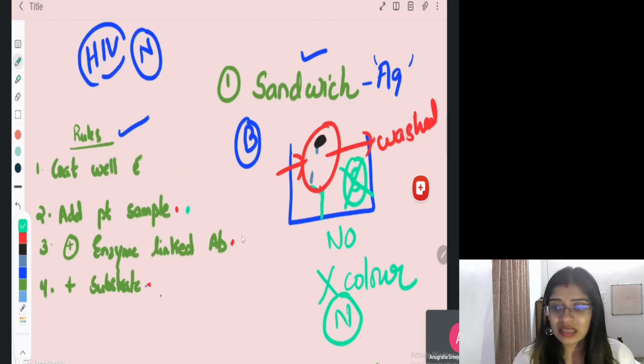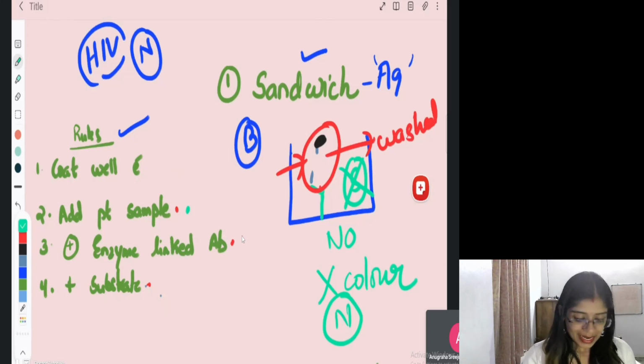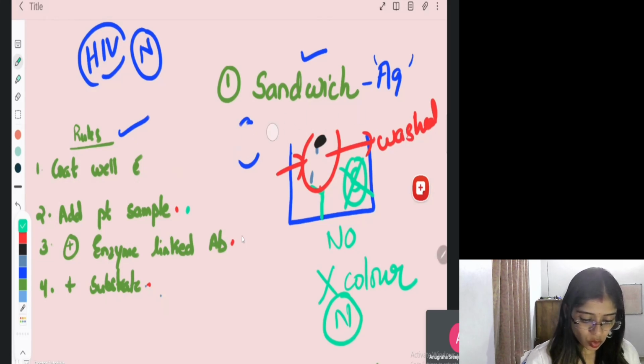If you didn't understand this, it's okay. Just remember, in sandwich ELISA, if there is a color change in your well, it means the patient is positive for that specific disease you're checking. And if there is no color change, it means that he's a normal person. Easy? Okay. Next, guys, just 5 more minutes to go.